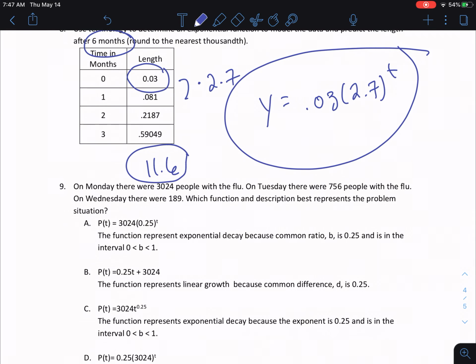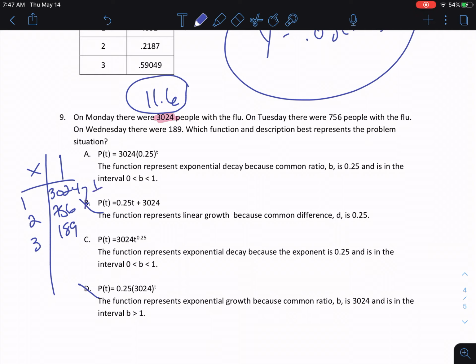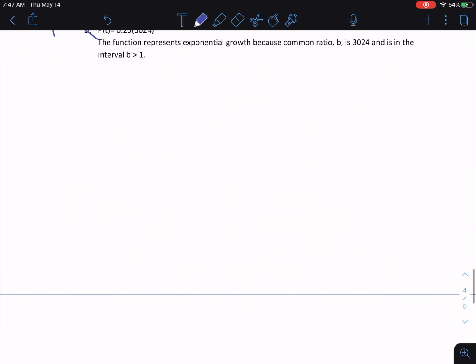Okay, so on Monday, which is our initial value, this 3024 is our initial value. So with that said, we know it's not B and we know it's not D. So on day 1, there were 3024 people. Day 2, there were 756. And day 3, there were 189. Okay? 3024 divided by 756 is 4. So you're going down by 1/4. Okay? So that is A, because 0.25 is 1/4. And that is all.